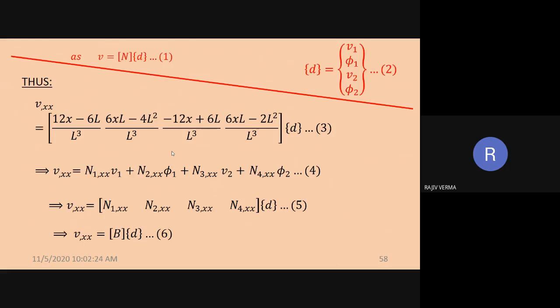Here also a B matrix appears. In fact, this is the same matrix which appeared in the earlier derivation also, but the terms of matrix B were not disclosed. So B matrix basically is a matrix which relates the nodal degree of freedom to the second differential of the displacement field.